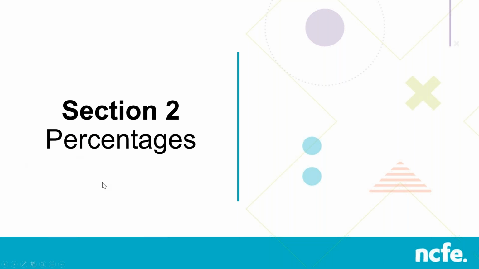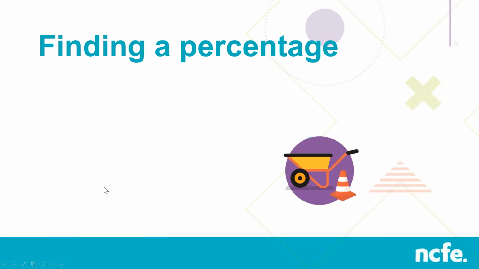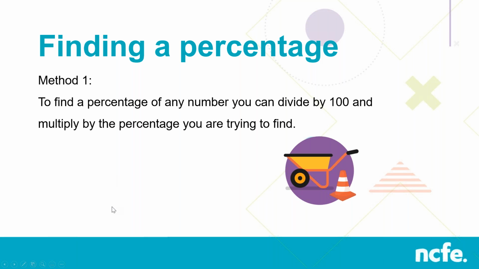Section 2, percentages. There are many reasons why you might want to find a percentage of a number, for instance, in household budgeting, or to work out the percentage of profit or loss of a company. We'll look at two methods for finding percentage. This first method is my preferred method. It hinges on the knowledge that percent means parts out of 100.